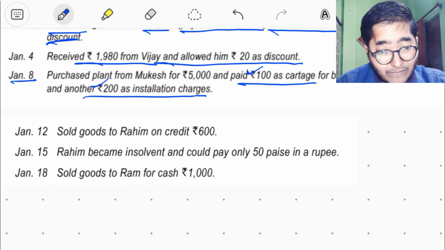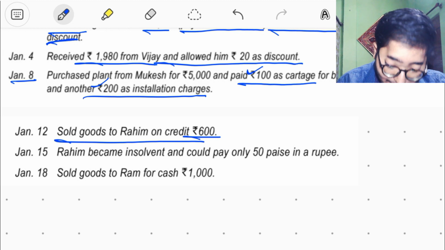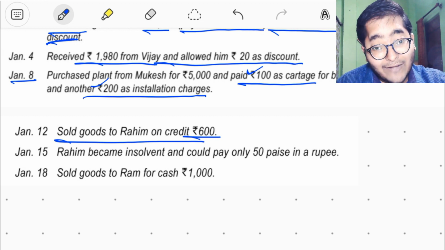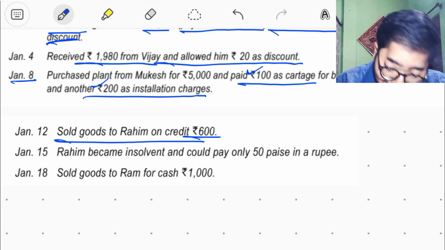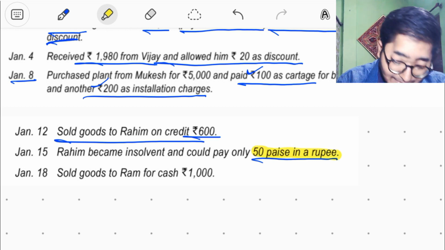Next, January 12, sold goods to Rahim on credit rupees 600. Sold goods, sales. Then January 15, Rahim became insolvent and could pay only 50 paise in a rupee. Very important point. He could pay only 50 paise in a rupee.